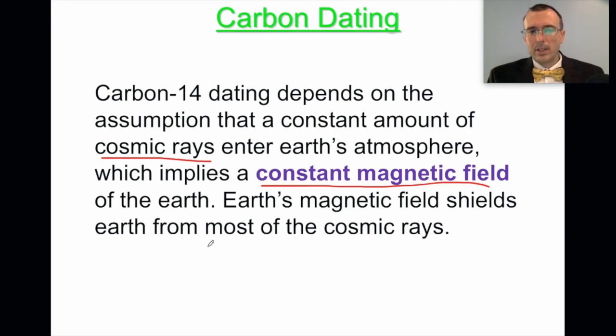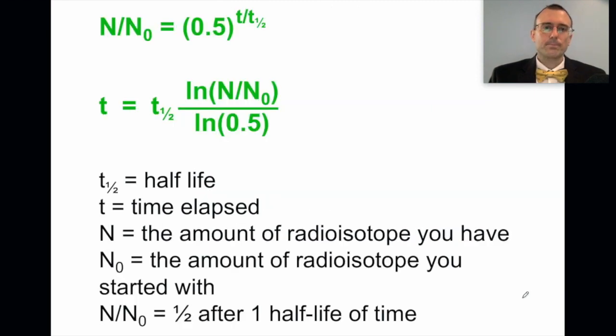That's typically a pretty good assumption, but the magnetic field has been known to change somewhat over time. And so that's something to consider when considering carbon-14 dating. All right. So these are the equations that we're going to be using to do any kind of carbon-14 dating or any kind of radioactive or radiometric dating of any kind of material.